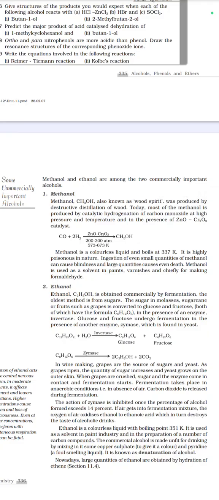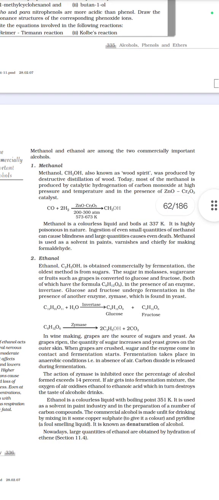Some commercially important alcohols. Methanol and ethanol are among the two commercially important alcohols. Methanol, CH3OH, also known as wood spirit, was produced by destructive distillation of wood. Today, most of the methanol is produced by catalytic hydrogenation of carbon monoxide at high pressure and temperature and in the presence of ZnO-Cr2O3 catalyst.